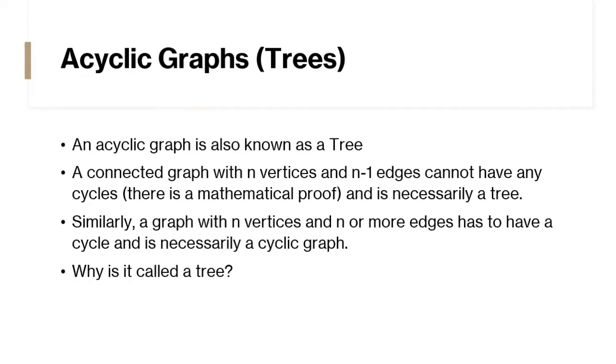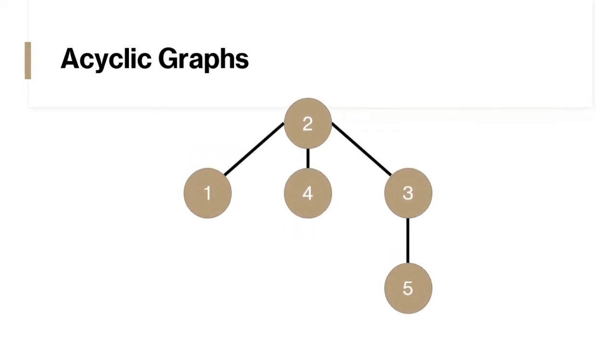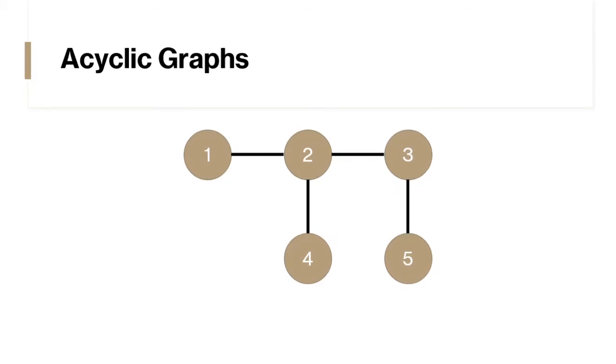So why is it called a tree? Well, this is the graph that we have been using so far as an acyclic graph. What if we rearranged it like this? You'll notice the graph is still the same. The shape of the graph doesn't really matter. All that matters is that 1 and 2 are connected, 2 and 4 are connected, 2 and 3 are connected, and 3 and 5 are connected. So you'll notice this graph and this graph are the same.